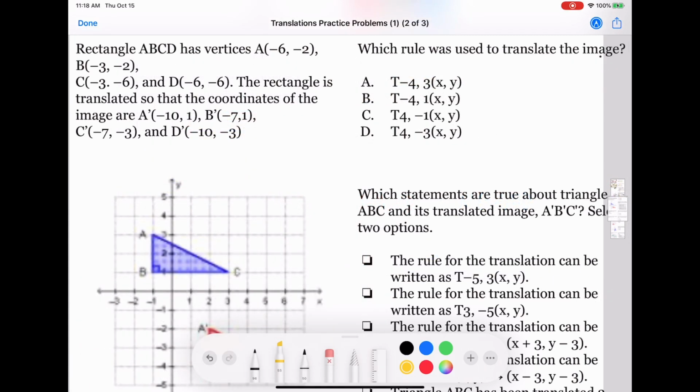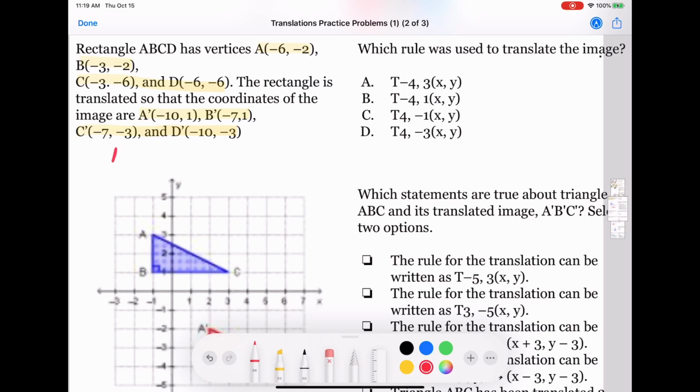This question states that a rectangle ABCD has vertices A, B, C, and D. The rectangle is translated so that the coordinates of the image are A prime, B prime, C prime, and D prime. So we are given the coordinates of each vertex of the pre-image rectangle and the image rectangle. Using that information, we are being asked to determine what rule would be used to translate the image. Well, what I would do first is identify one vertex that I want to start with. Let's say I want to start with A.